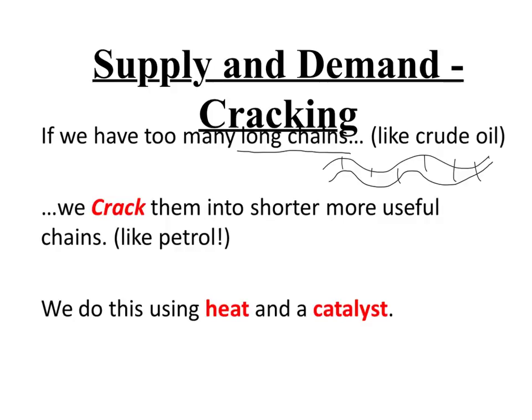However, we can crack them into shorter, more useful chains, like petrol. This is done using heat and a catalyst. This process turns a long chain alkane into a shorter chain alkane and an alkene with a double bond.